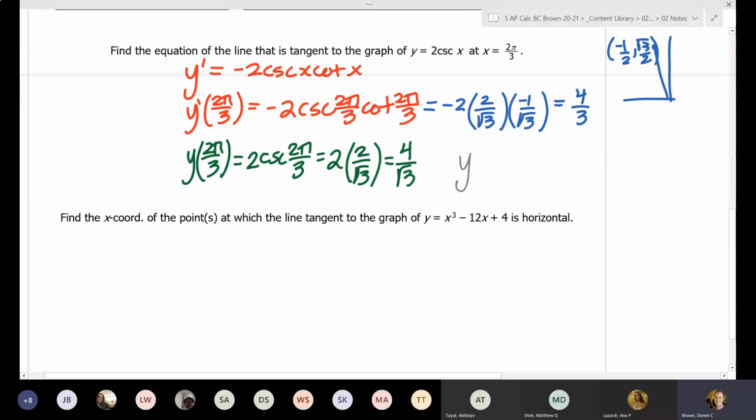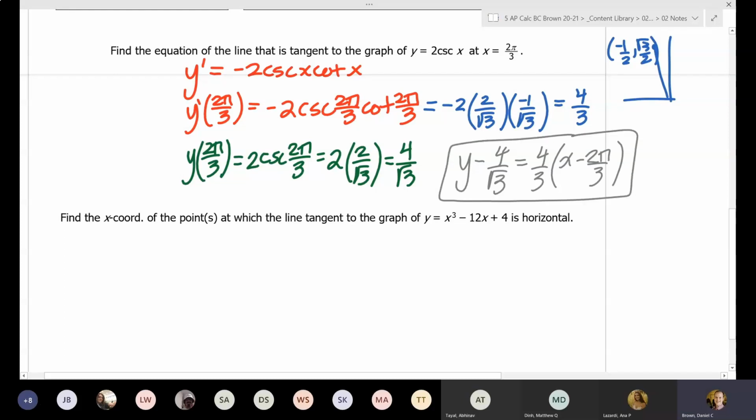The tangent line will be y minus the y coordinate equal to the slope times x minus the x coordinate. And that would be your tangent line. If instead you were asked to write the normal line, what's the only thing you would need to switch up in that problem? The slope. And if it was a normal line, it would be a slope of -3/4.